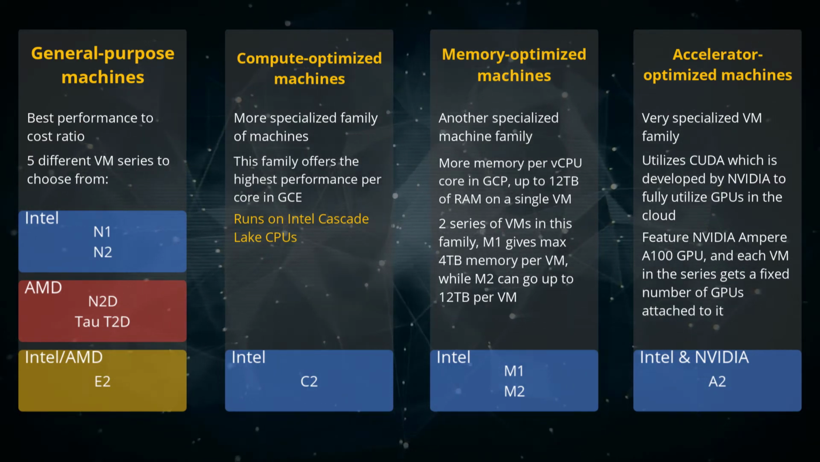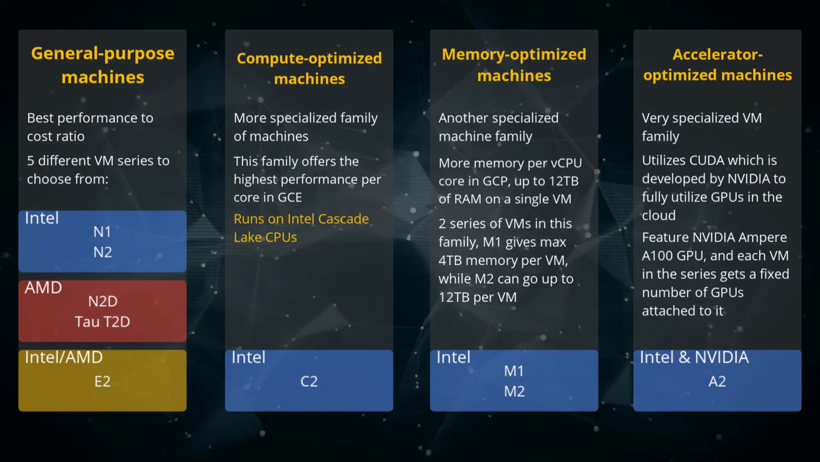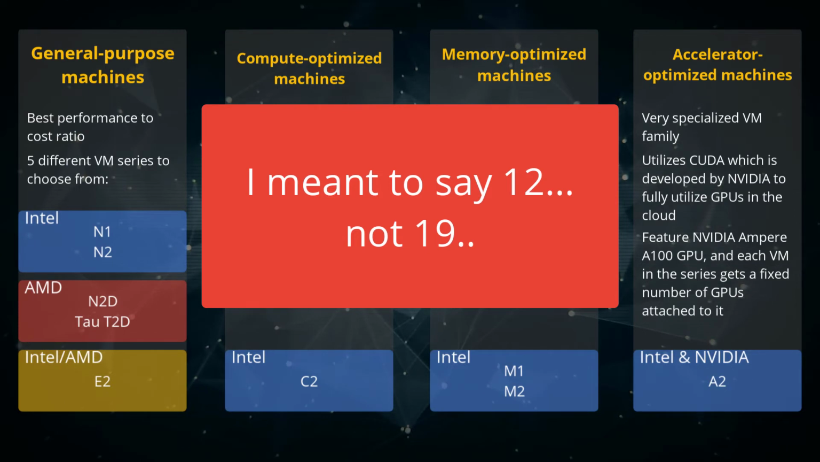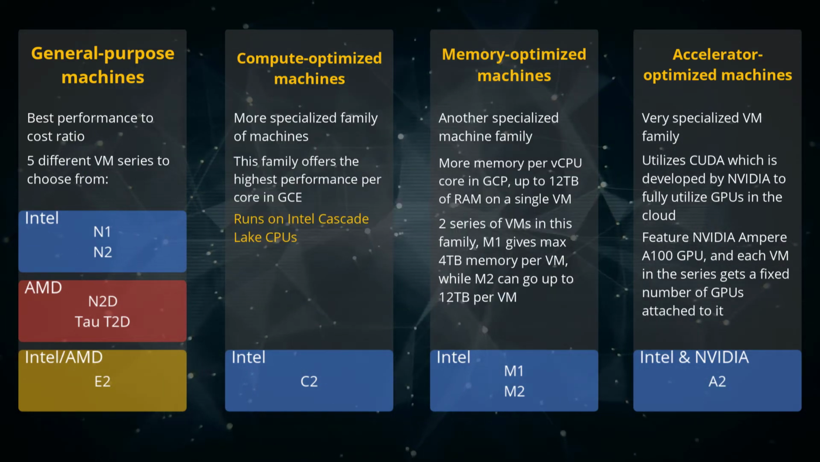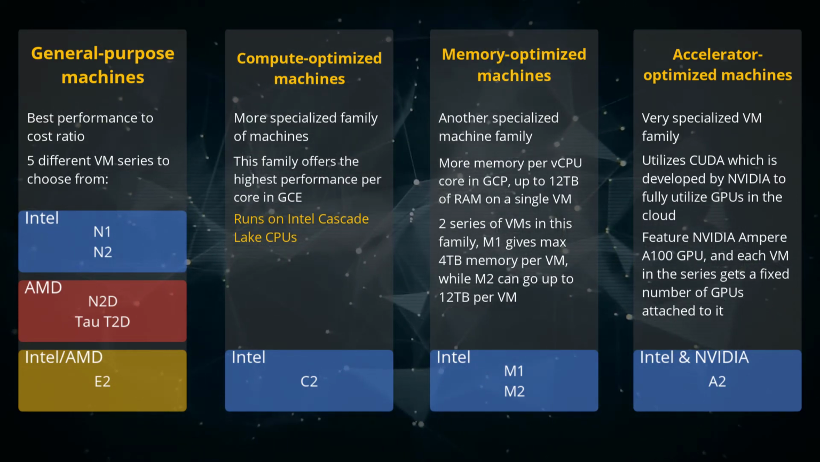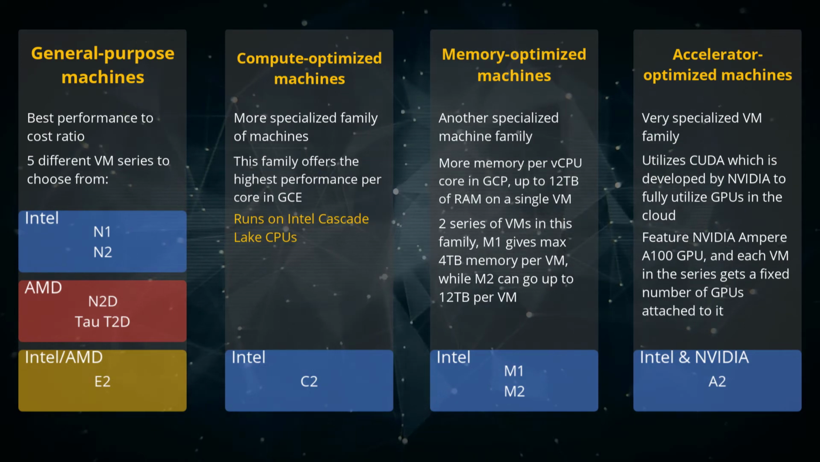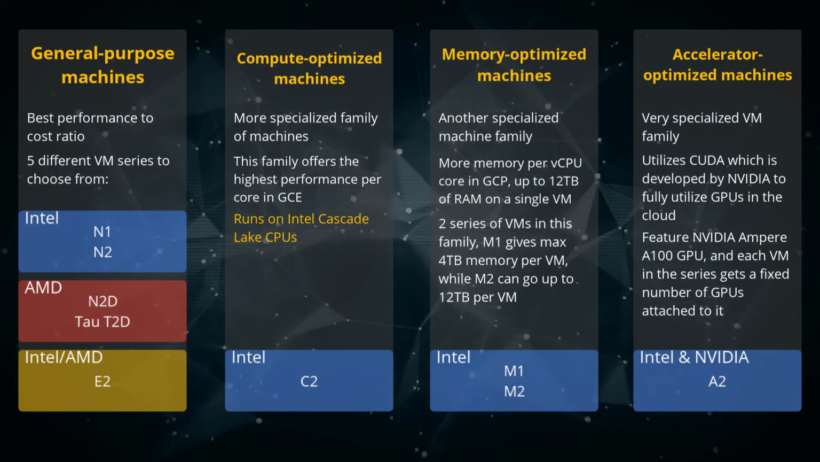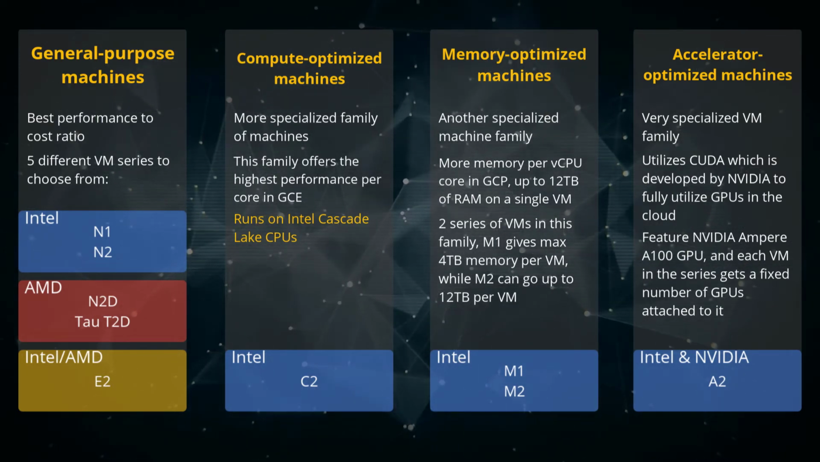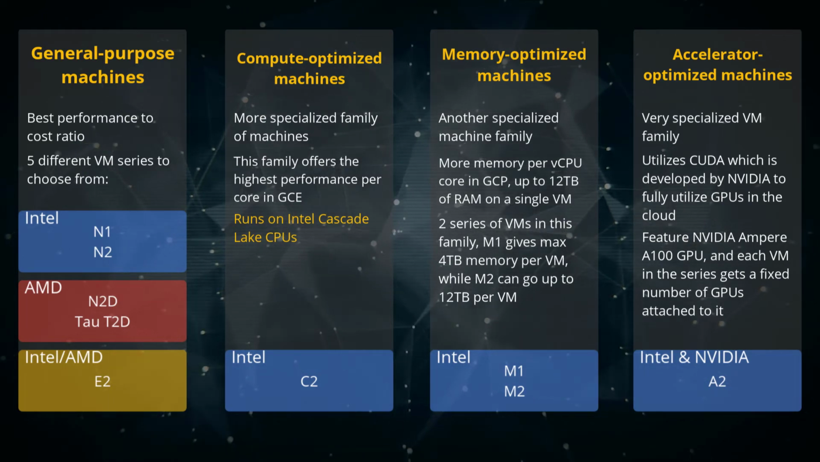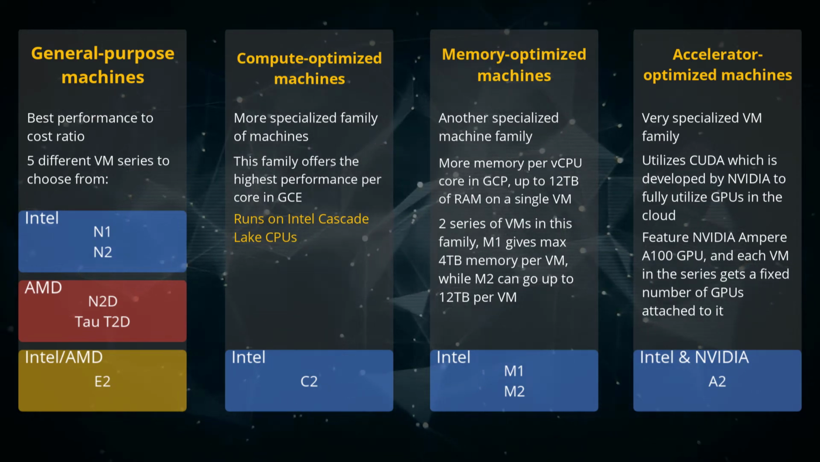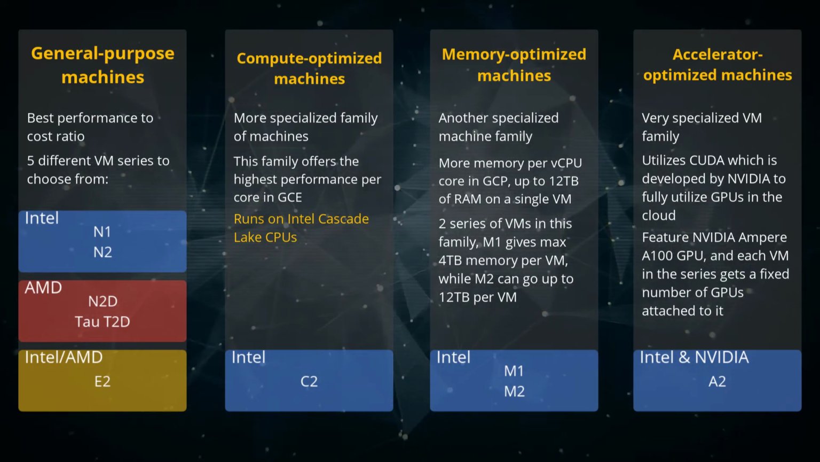Now, the A2 VMs come in different machine types ranging from 12 to 96 vCPUs, and they offer up to 1360 GB of memory. But what's unique about them is that each A2 machine has a fixed number of GPUs attached. So basically, you get one GPU per 12 vCPUs, but then when you go to the max, which is 96 vCPUs, you can get up to 16 GPUs if you have the largest size, which is 96 vCPUs and 1360 GB of memory.